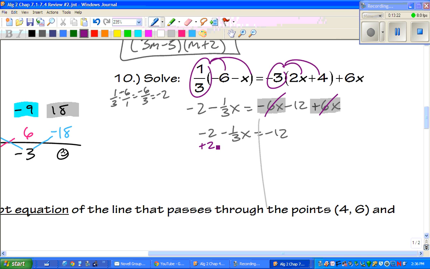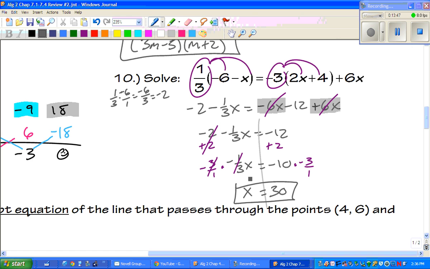We're going to solve for x, so we have to add 2 to both sides. Negative 1/3 x equals negative 10. And to get rid of the fraction, we multiply by the reciprocal. Those cancel. Negative 3 times negative 10 gives me positive 30. Okay.